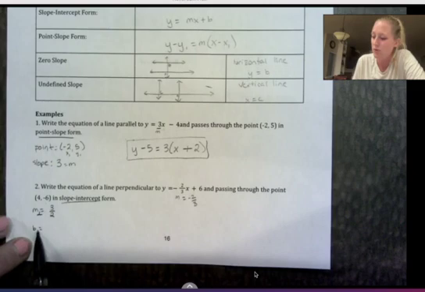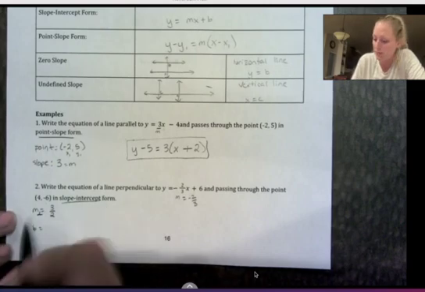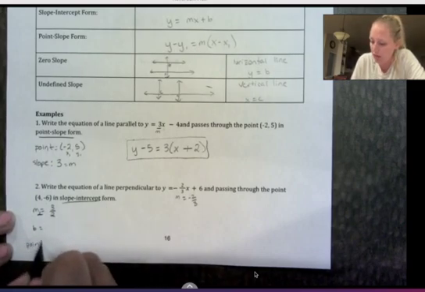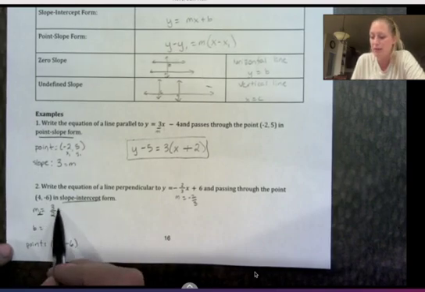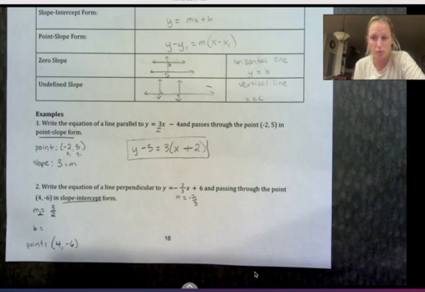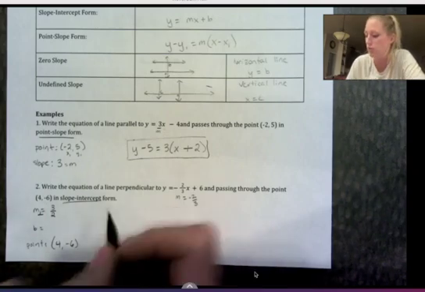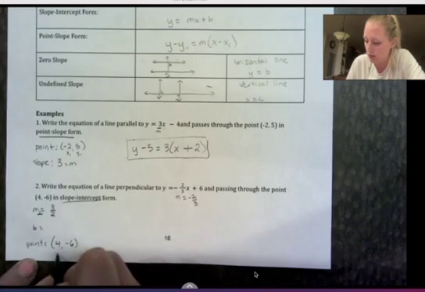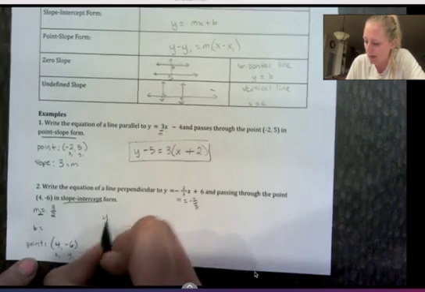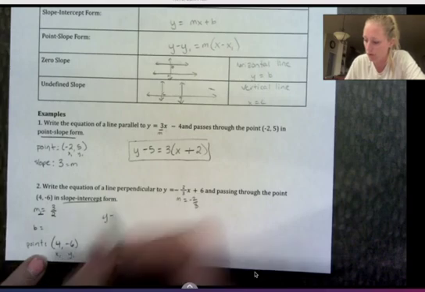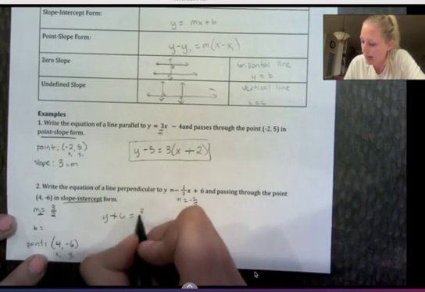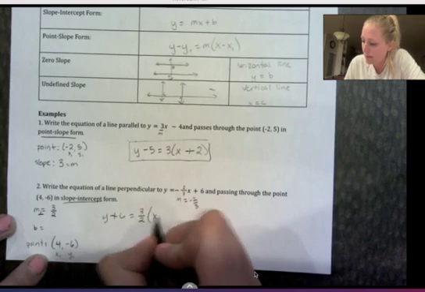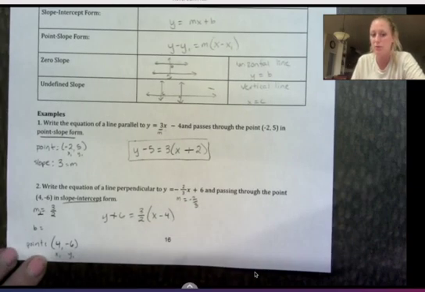Okay, now I don't know b, but I do know a specific point they give me, right? It has to go through 4, -6. So I have a point and I have slope. So I'm going to start with point slope form. I know that's not what they're asking for, but I'm going to start there because I can convert it to the form I want. So here's my x1, y1. So I have y minus y1 is -6, so that's going to change it to plus, slope of 3/2 x minus x1. Okay, so now we want slope-intercept form.